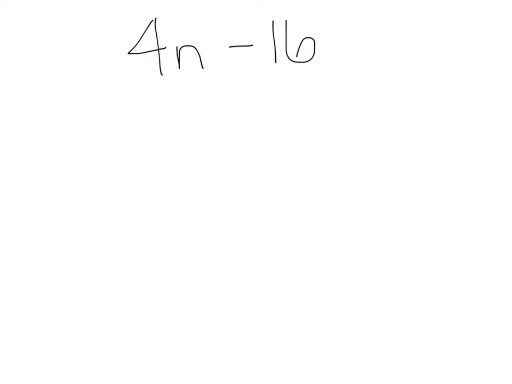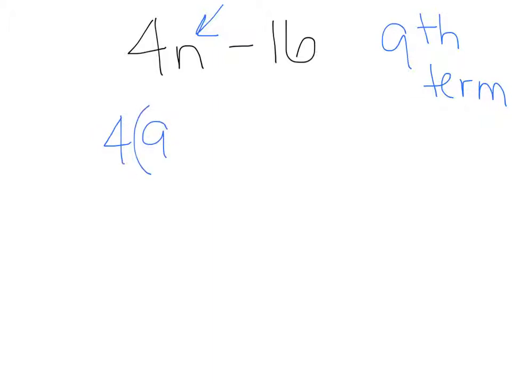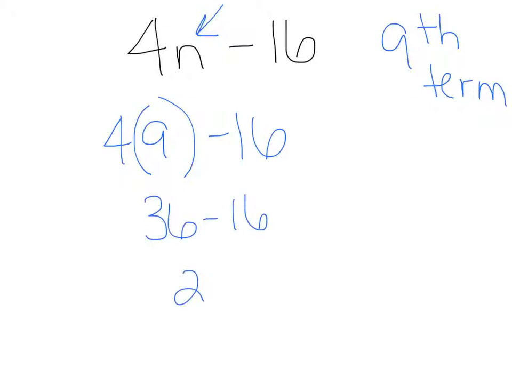Now, if you wanted to take that one step further, and the question asked you to find the 9th term, you could use that equation and find the 9th term because you plug in the number of the term that they want, in this case 9, for n. So 4 times 9 minus 16. 4 times 9 is 36, minus 16 is 20. So the 9th term, if you were to continue out the pattern, would be 20.